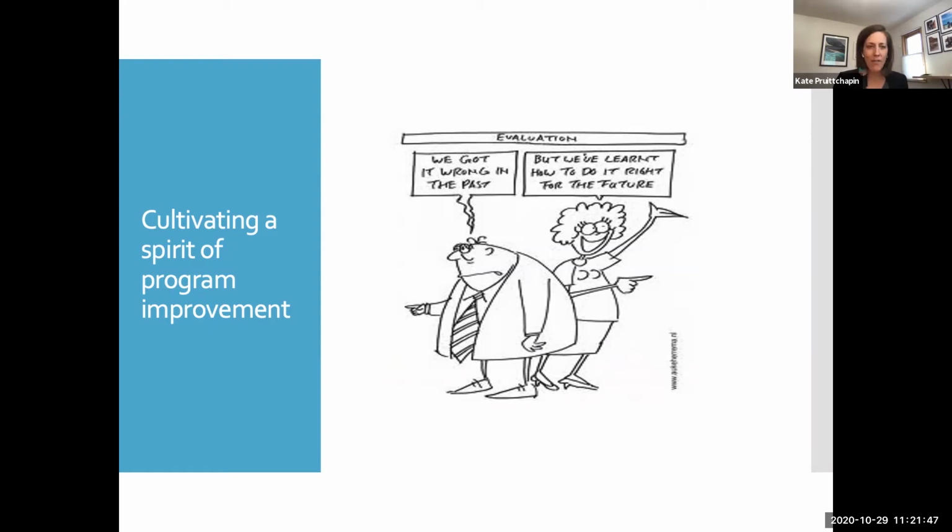It's like, yeah, we might find out that we're not actually nailing it, but man, we want to know how to do this better in the future. And so that really does require cultivating the spirit of program improvement and of abundance, even in a scarcity time. And then let's see.